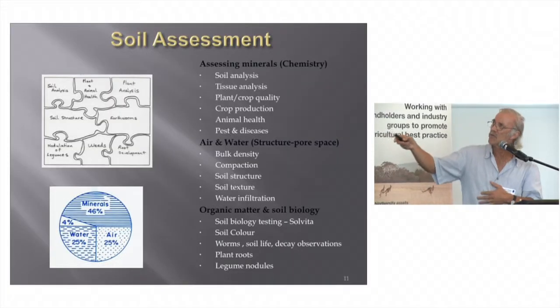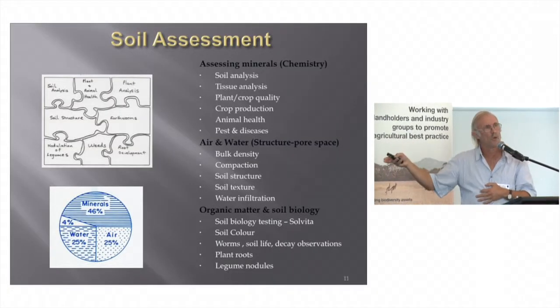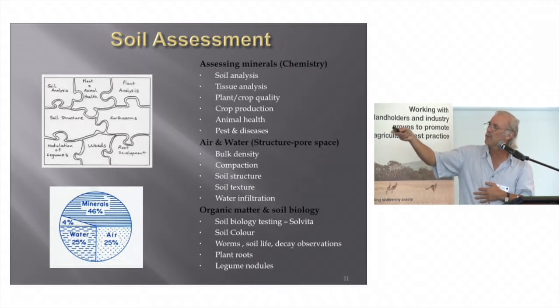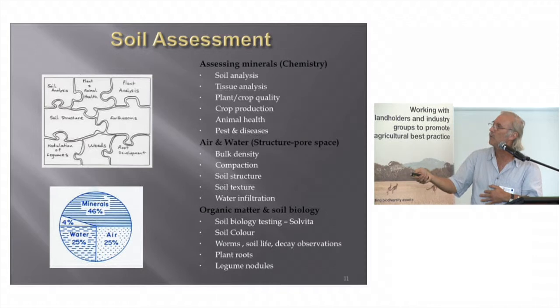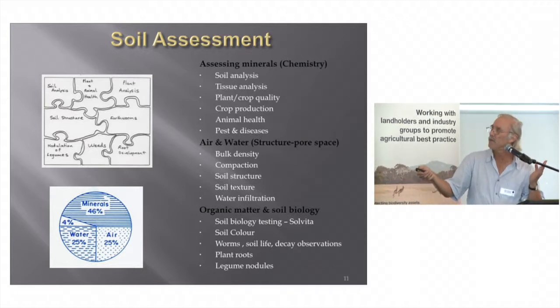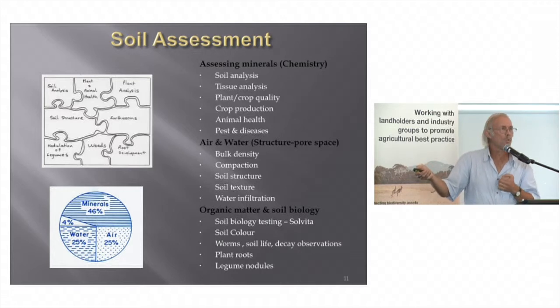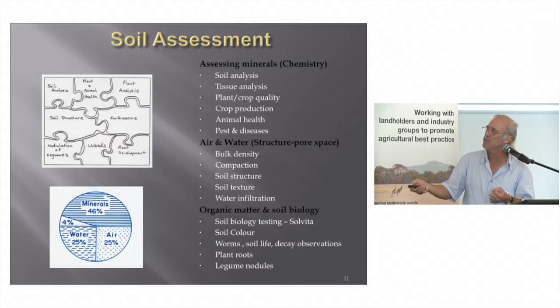So in terms of soil assessment, it's a jigsaw puzzle of knowledge that we need to acquire. And I've been through that. The normal sort of chemistry stuff up the top there, as you can see with soil analysis, we get that done. Some people will get petiolar tissue analysis done. Then there's the thing that we used our observations to give us information. Plant and crop quality, crop production, animal health issues, pest and disease. All of that is telling you a little bit about the chemistry down here, what's being transferred to plants.